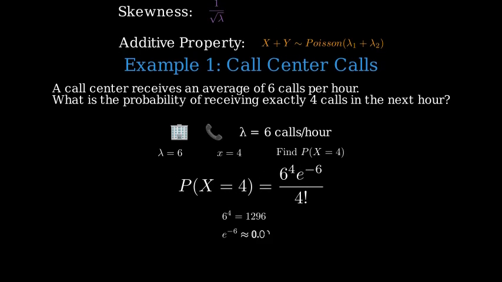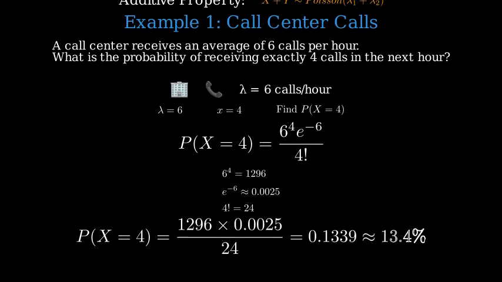This gives us 6 to the power 4 equals 1,296. E to the power negative 6 approximately equals 0.0025, and 4 factorial equals 24. So P(x equals 4) equals 1,296 times 0.0025 divided by 24, which equals 0.1339, or about 13.4%.